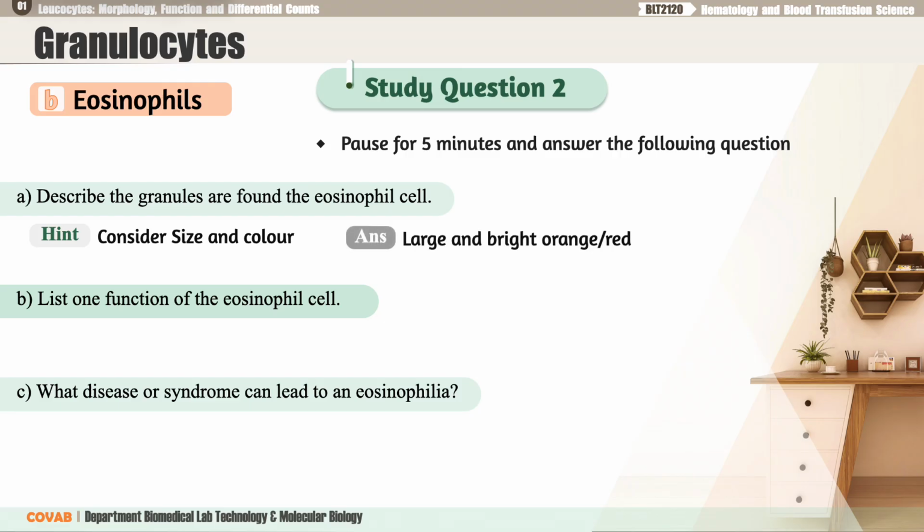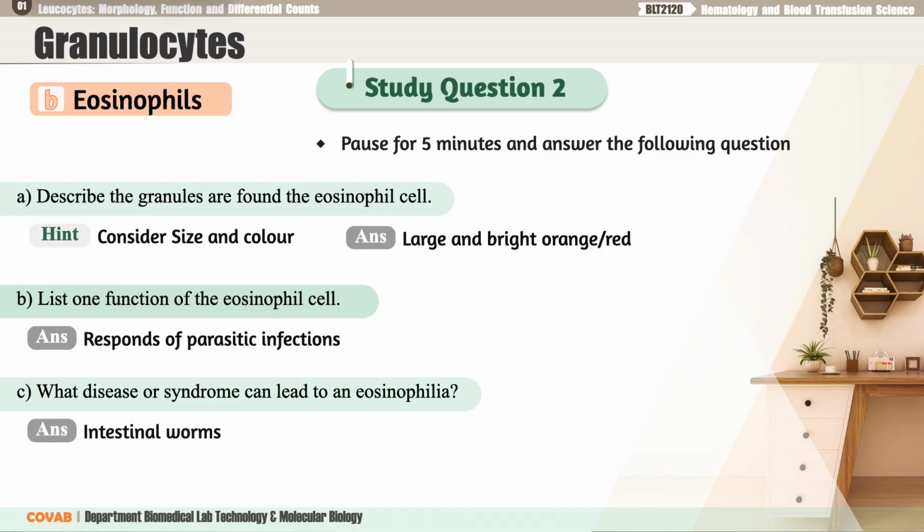The answer to part A: the granules in an eosinophil are large and bright orange or red. Part B: the function of an eosinophil cell is to respond to parasitic infections. Part C: intestinal worms is a syndrome where we possibly may see an eosinophilia.